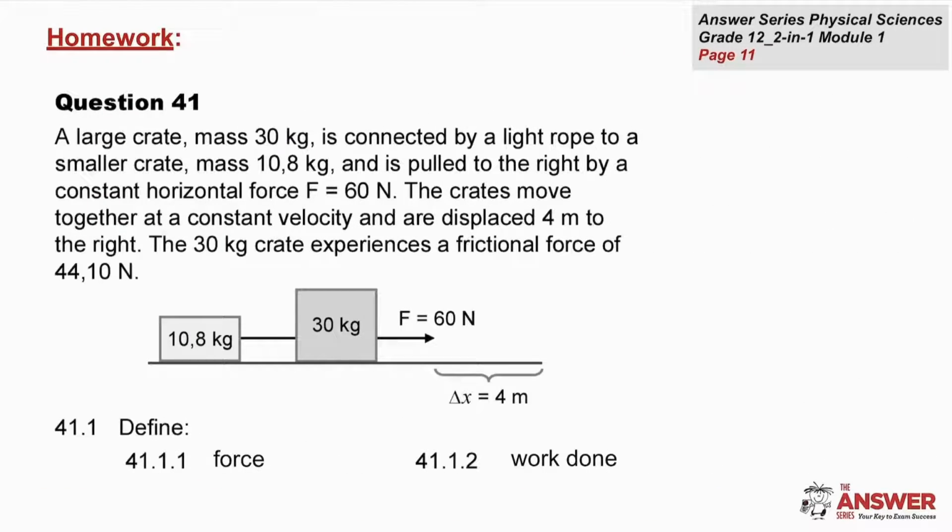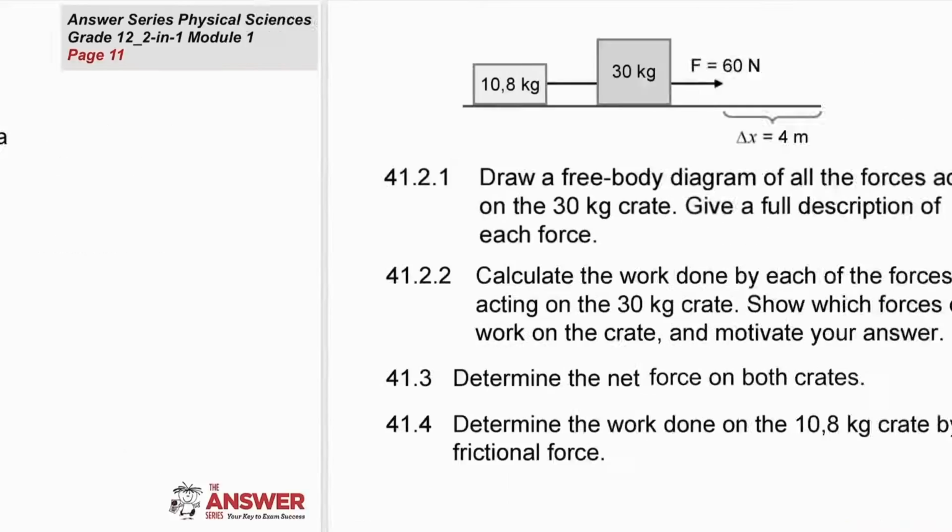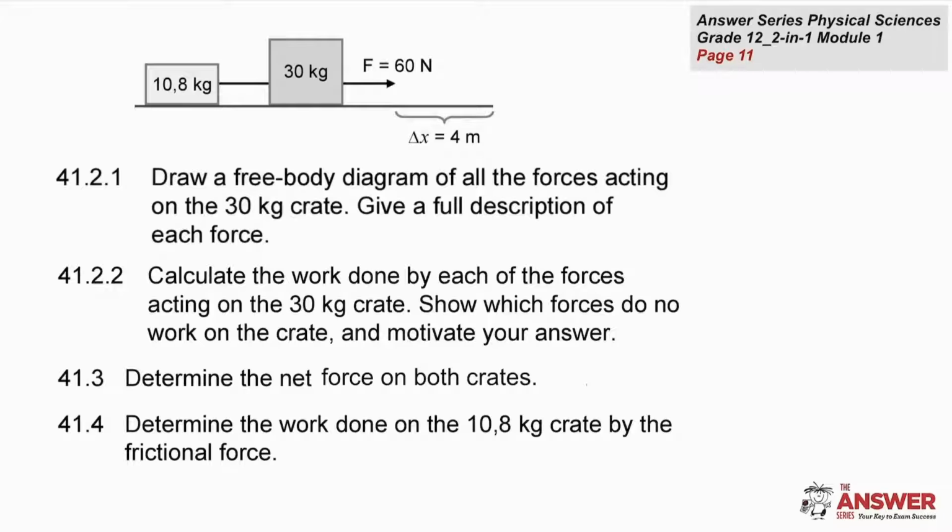In the next couple of slides are 3 questions for you to try yourself. The first question is 2 boxes tied with an elastic string on a horizontal plane. Note particularly that they are traveling at constant velocity. You know what that means. In the end, we want to know the work done by the frictional force on that back box.